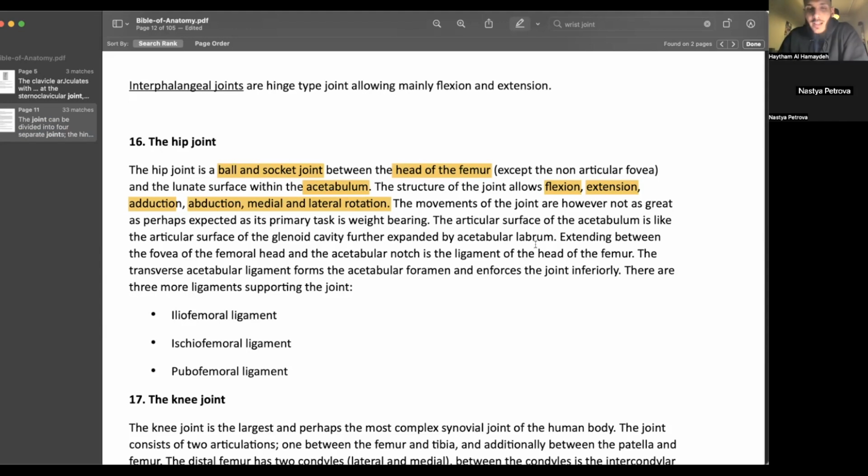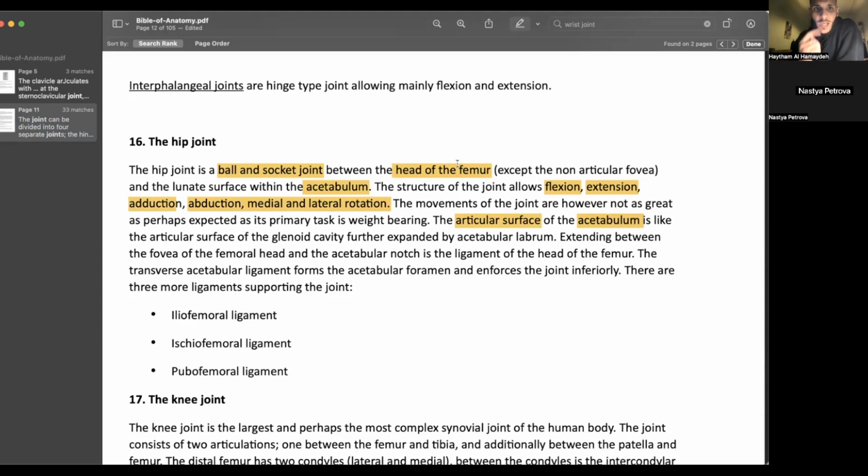And the articular surface. Okay, the articular surfaces, because for every joint we want the type, bones involved, movements, and articular surfaces. So the articular surfaces are the acetabulum and the head of femur.